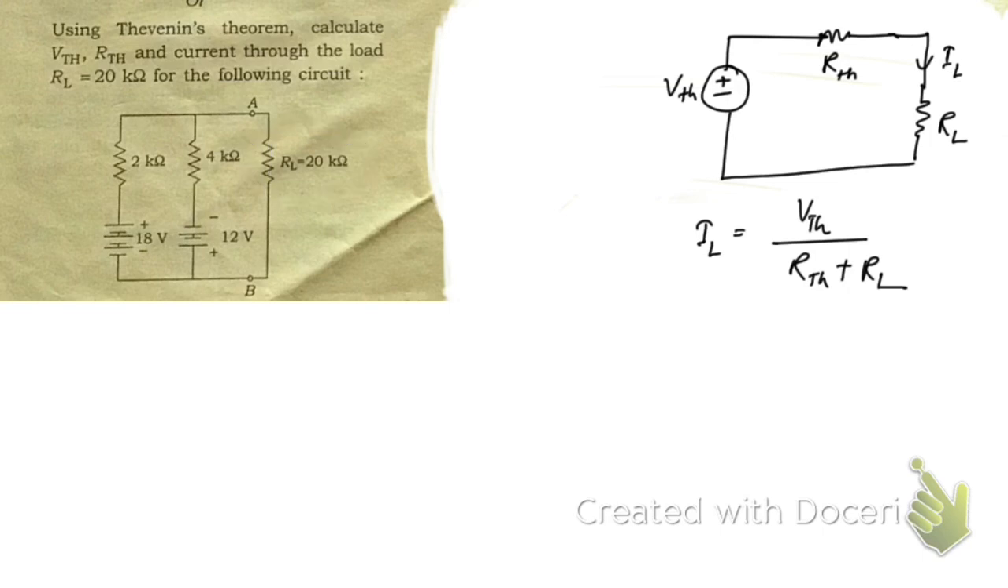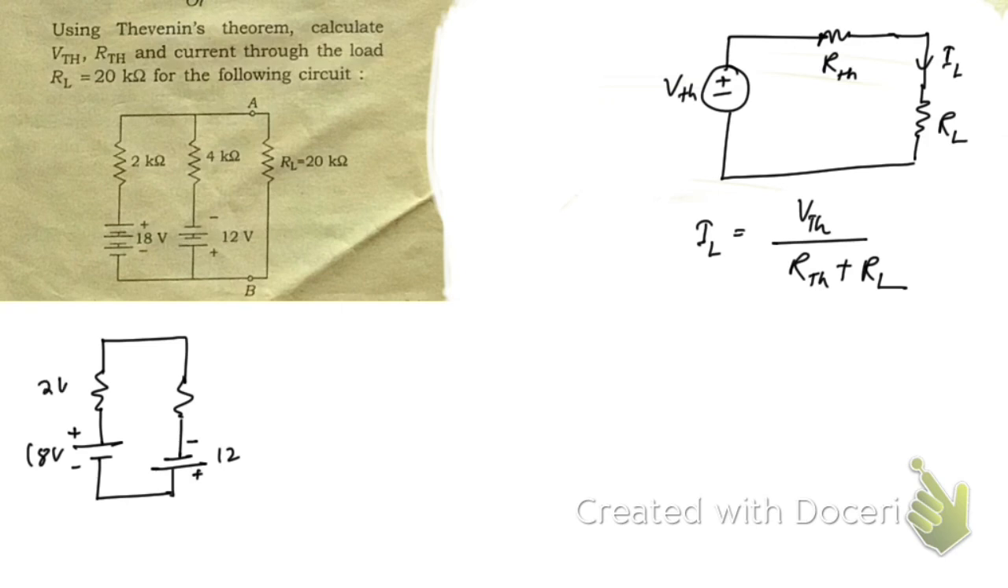Then what we have got is the circuit here. This is 18 volt, this is positive, this is negative, and here is one more battery. Here it is reverse polarity, so here it is 12. You can see the polarities of these two batteries are reversed. Okay, so this is 2 kilo ohm, this resistance is 4 kilo ohm, 4 kilo ohm, right?